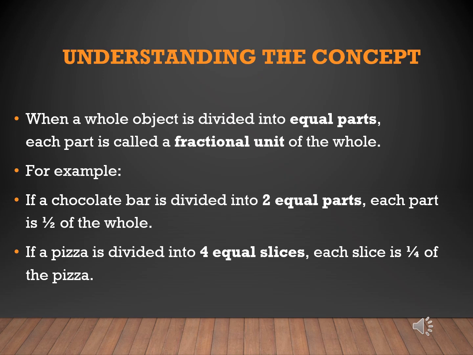Understanding the concept. When a whole object is divided into equal parts, each part is called a fractional unit of the whole. For example, if a chocolate bar is divided into two equal parts, each part is half of the whole. If a pizza is divided into 4 equal slices, each slice is 1/4 of the pizza.